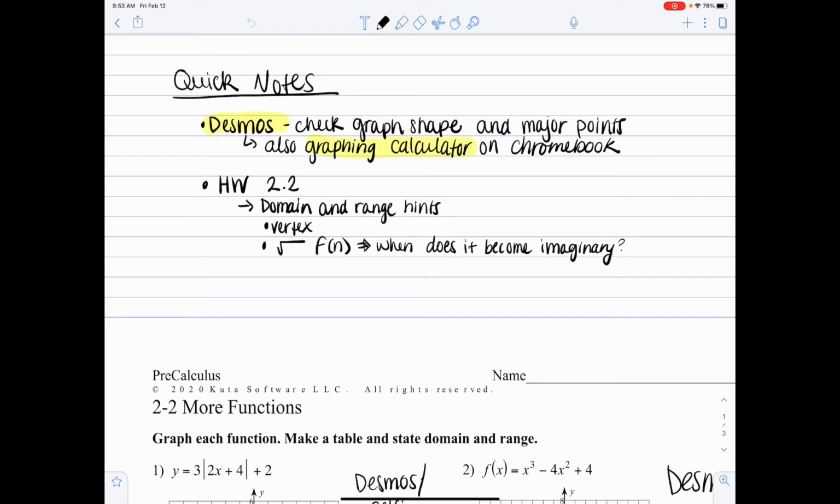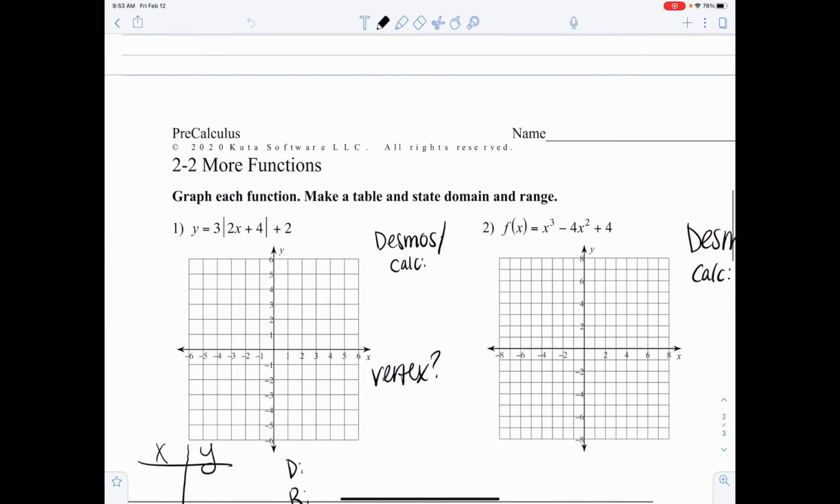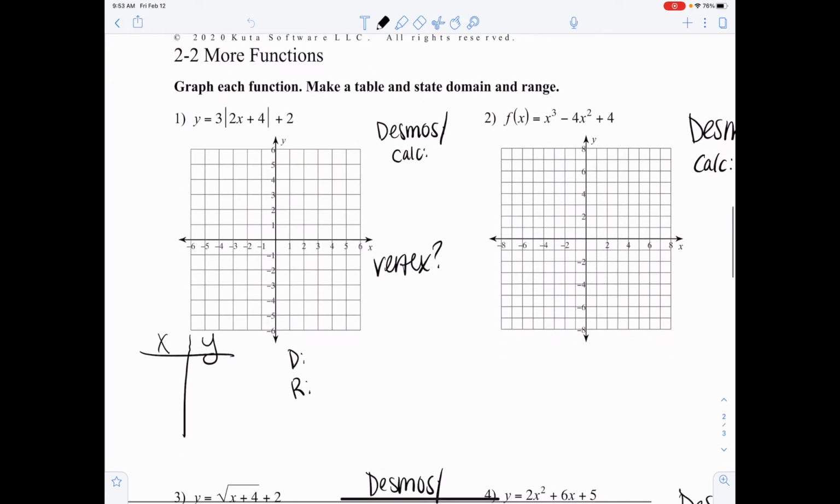So let's go look at some of these hints down here for the homework. This was your homework a couple days ago. Let's look at number 1. It's an absolute value function. If I plug this into Desmos or a graphing calculator, I will get a V-shaped graph, and it stops here. You need to figure out what that vertex is. I believe that vertex is over here in the negative somewhere, and then it goes up like this. I'm not certain exactly, but whatever that vertex is, that is the bottom of your range.